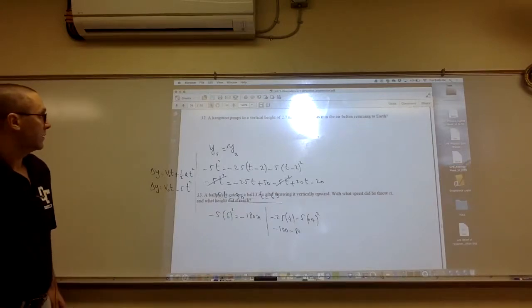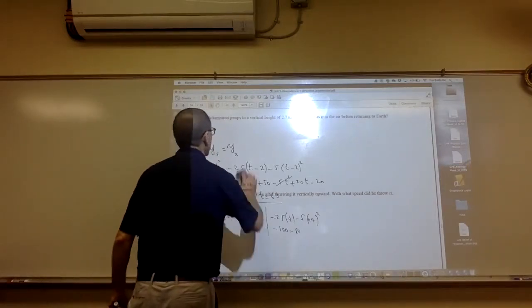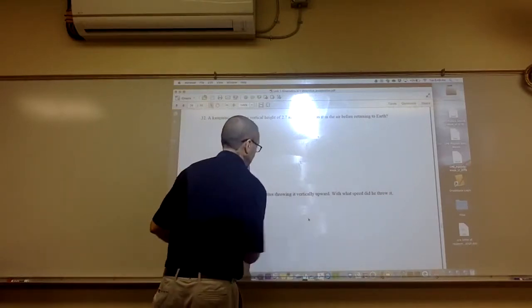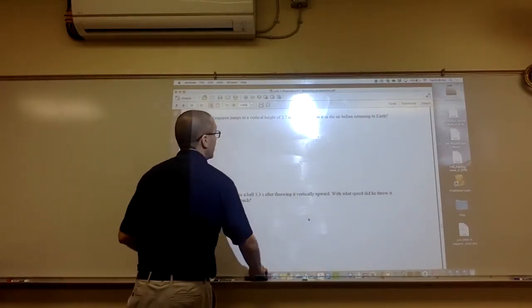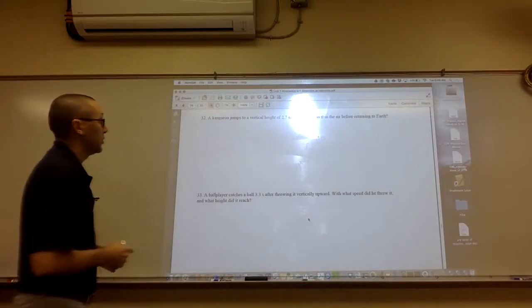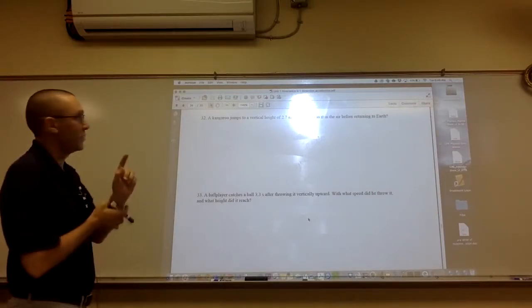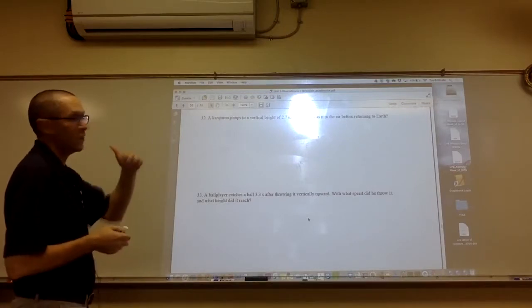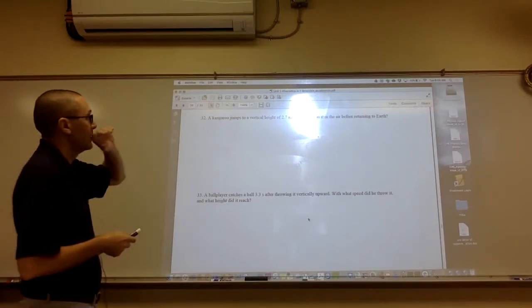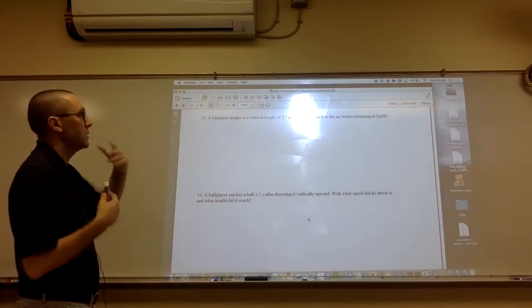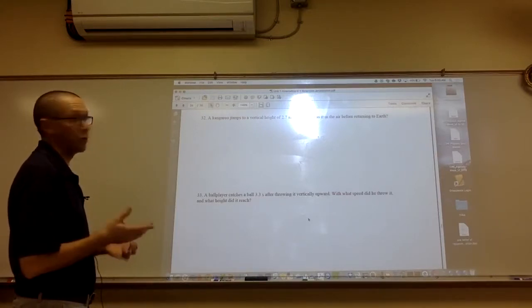Okay. Number 32. A kangaroo jumps to a vertical height of 2.7 meters. How long was it in the air before returning to Earth? So I think the way to do this, since we don't have the initial velocity, is to look at it from the top down. Unless you want to use an equation and find the initial velocity, which you could.